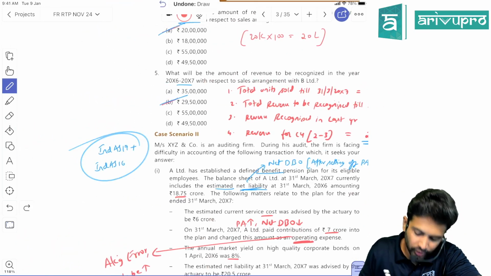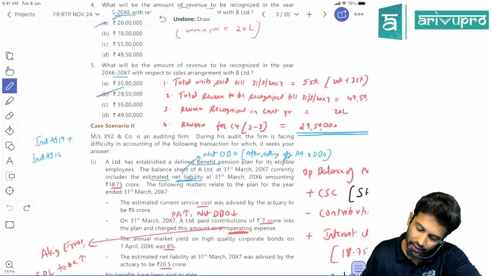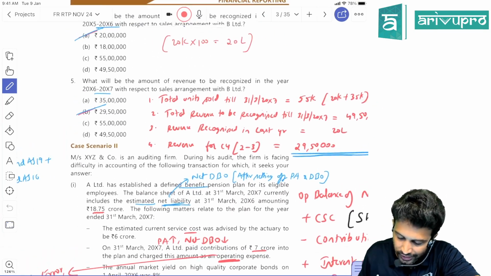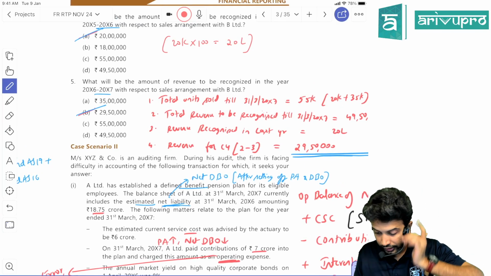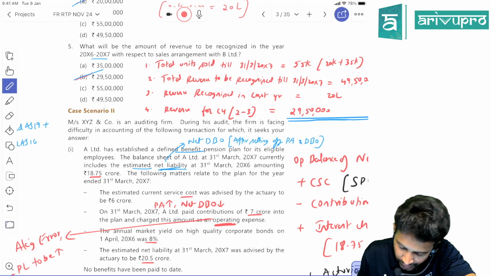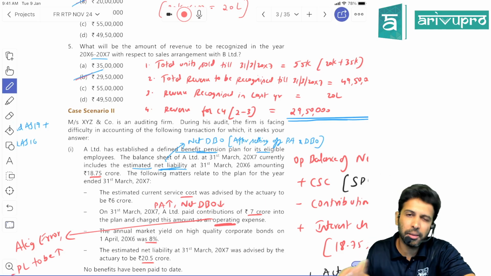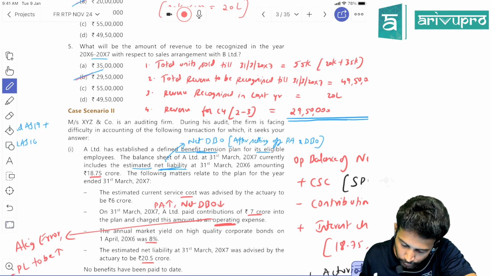So this case study is on Ind AS 19 Employee Benefits and Ind AS 16, some combination they've given. Let's see. Messrs XYZ is an auditing firm. During the audit, the firm is facing some difficulty in accounting and they are asking for your help. A Limited has an established defined benefit pension plan. So DBO they have, okay, for its eligible employees.